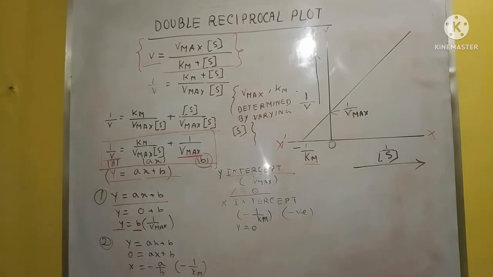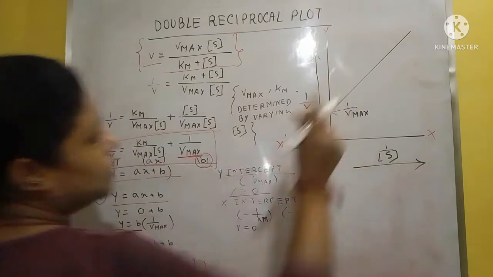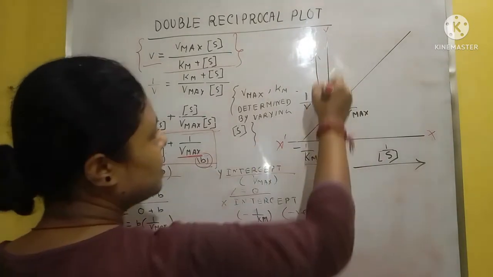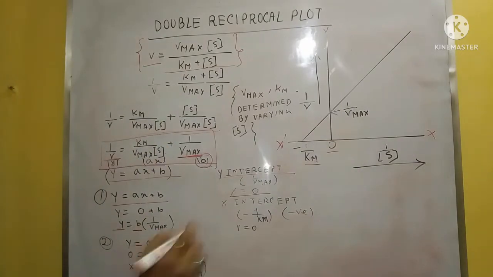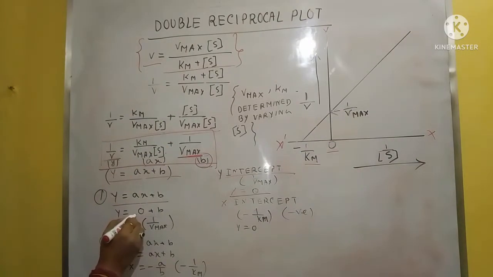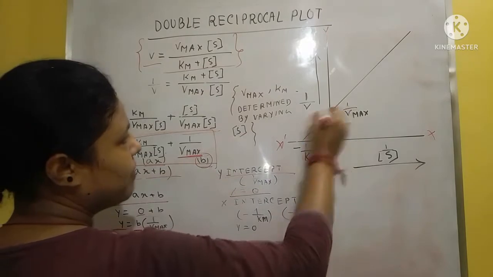Okay. So what I'm saying is that for the y-intercept, the x value is always 0. So here I put the value of x as 0, and then we get y equals b, that is 1 by Vmax. So here I put 1 by Vmax.